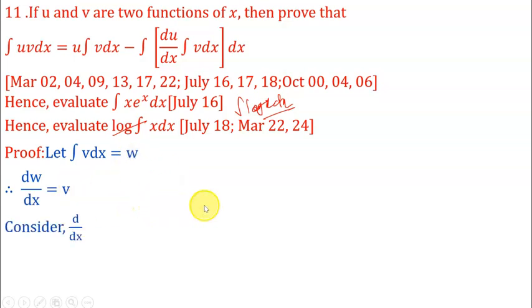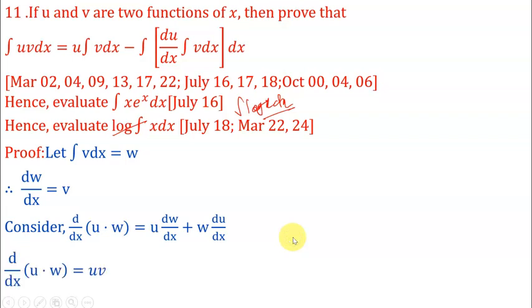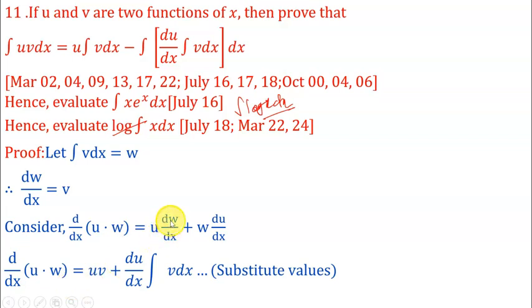Okay. Now consider d/dx of u dot w. Apply the product rule: u into derivative of w plus w into derivative of u. Next, d/dx of u dot w is equal to u into, first, what is the derivative of w? It is v. Next, du by dx. But what is w? w is nothing but integral of v. Substituting these values. Okay. Now, it's a very simple and easy step here.